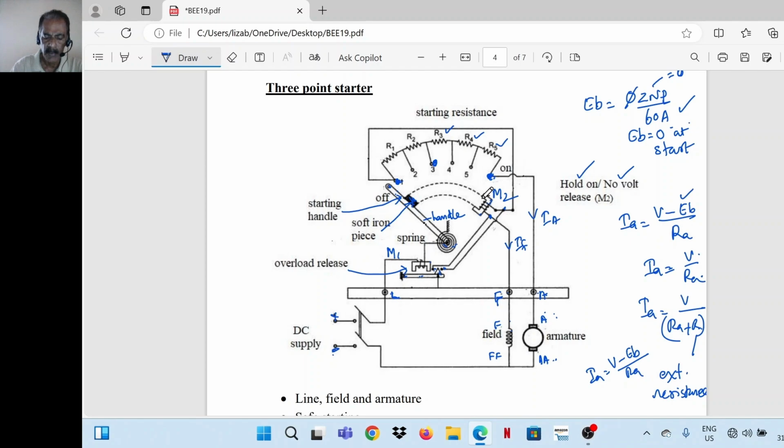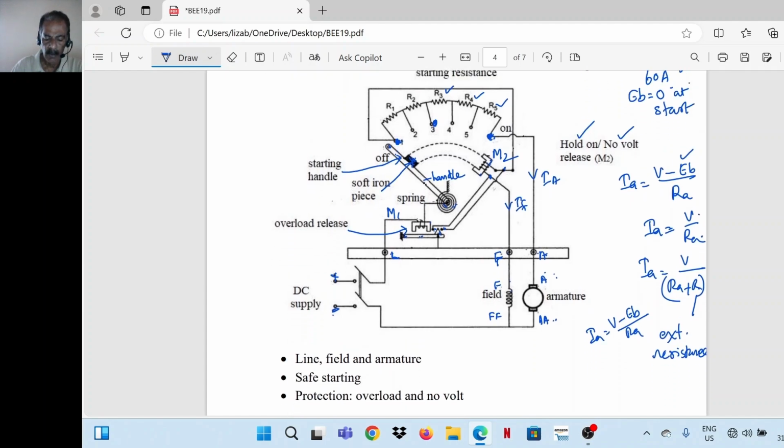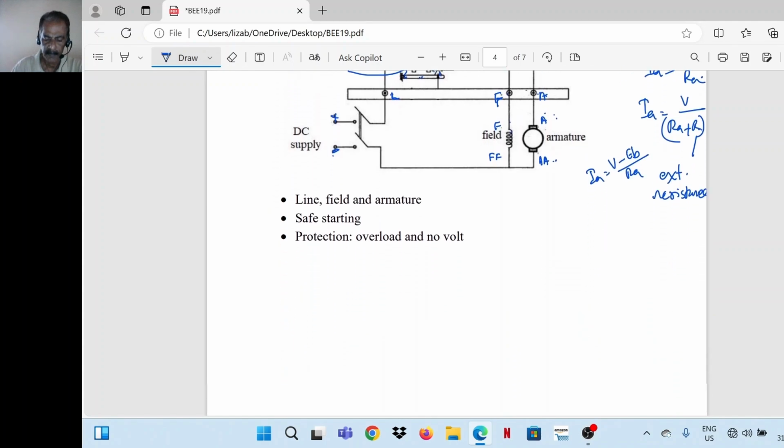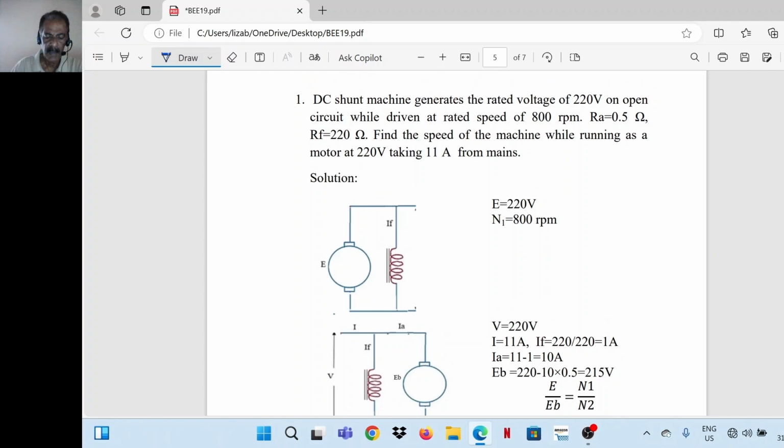Once the handle is brought to on position, due to magnetic attractive force exerted by M2 on the soft iron piece, it remains in the on position. So under no volt condition or overload condition, the magnet M2 is de-energized and the handle moves back to off position due to spring action. So the starter provides safe starting, then protection against overload, protection against no volt. We'll work out some examples.